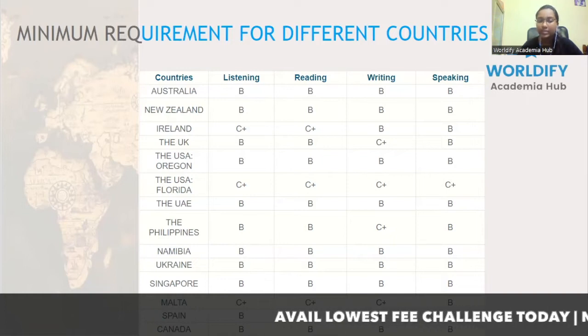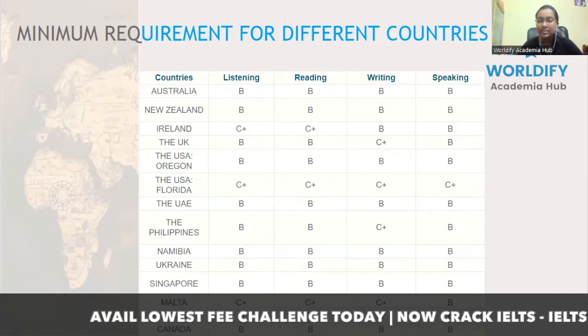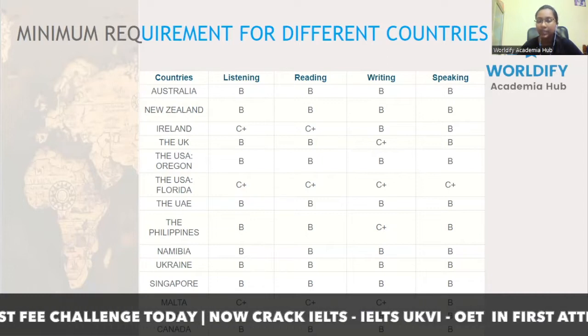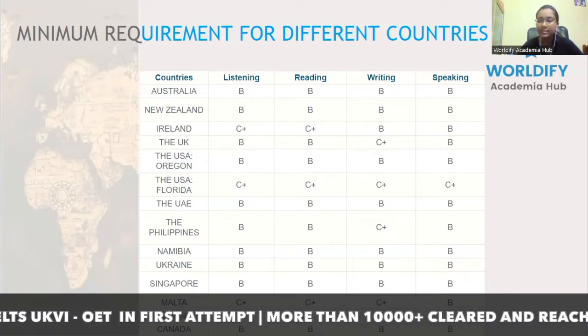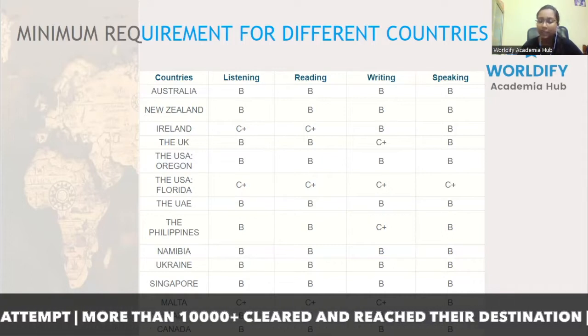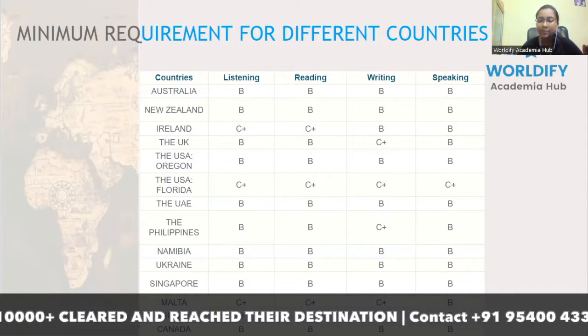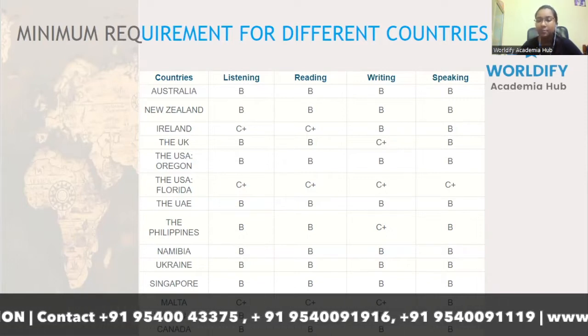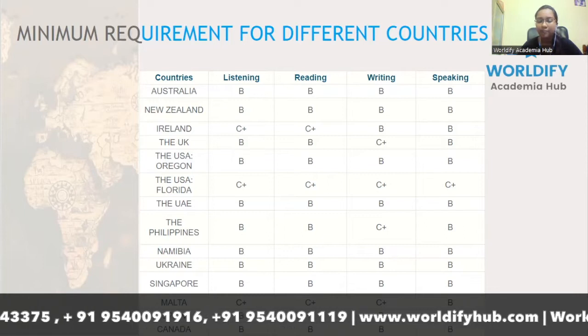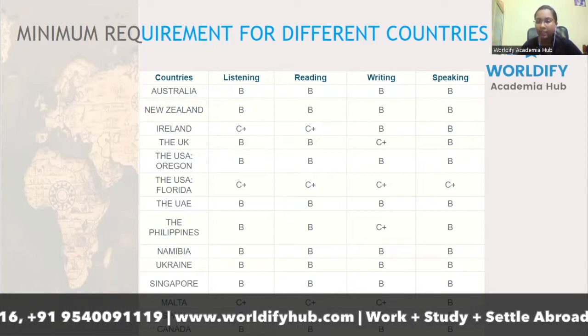UAE, it's B in all the 4. Philippines, it's B for listening, reading, and speaking, and C plus with writing. Namibia is again B in all the 4. Ukraine and Singapore, for both, it's B in all the 4. And Malta, it's C plus in listening, reading, and writing. They accept candidates with C plus, and B with speaking. Spain, we have B in all the 4. Canada, B in all the 4.